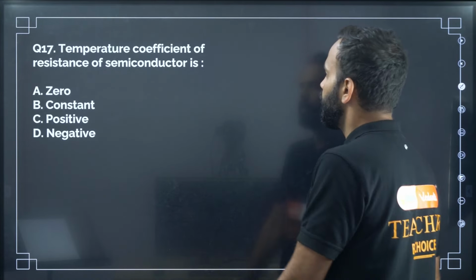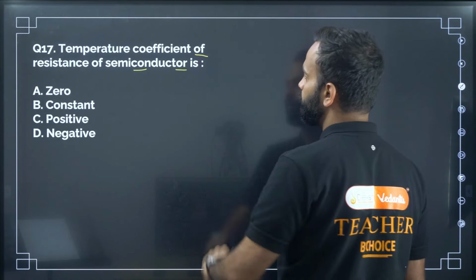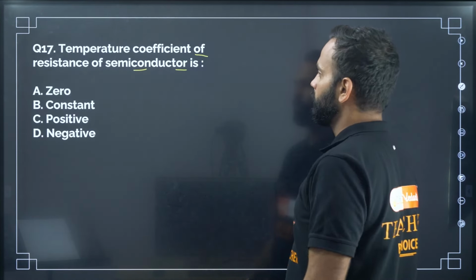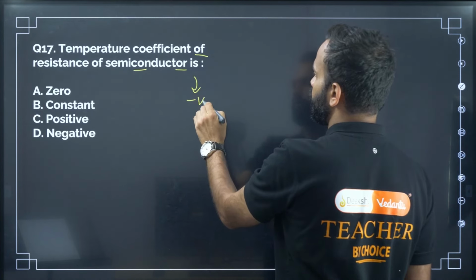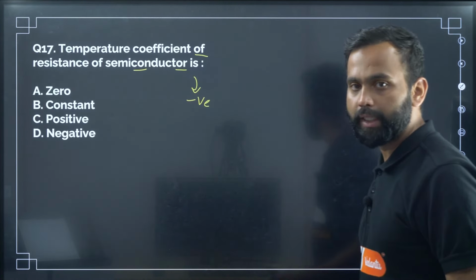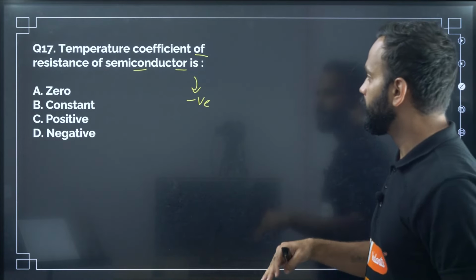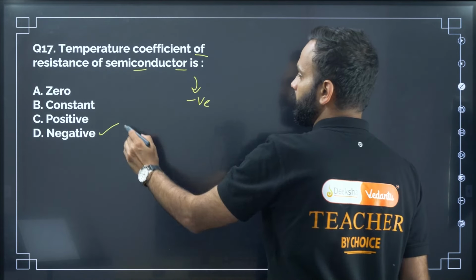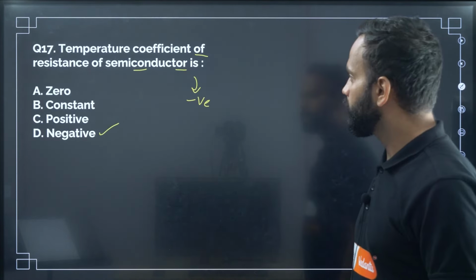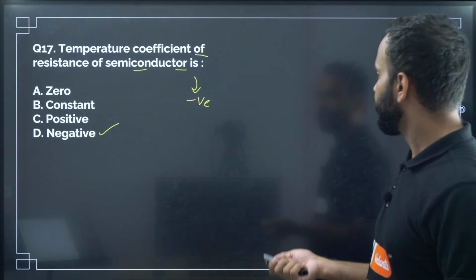Question number 17. Temperature coefficient of resistance of semiconductor is negative. Why is it negative? Because as you increase the temperature, the resistance of the semiconductor decreases. That's why the temperature coefficient of resistance of the semiconductor is negative.